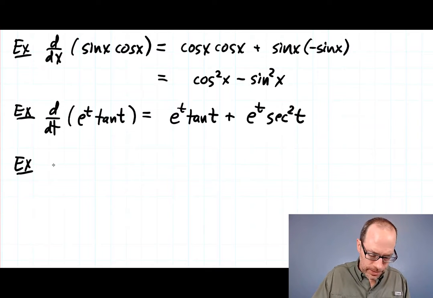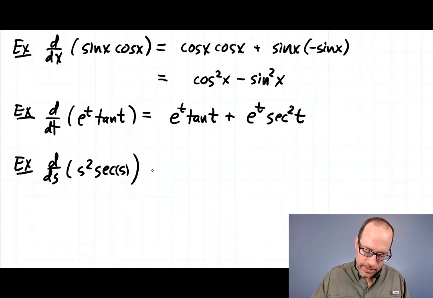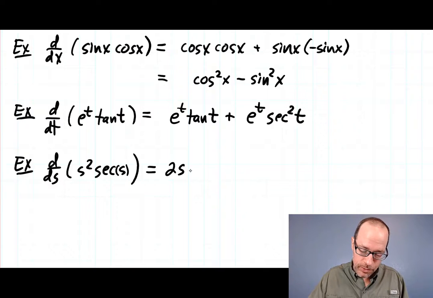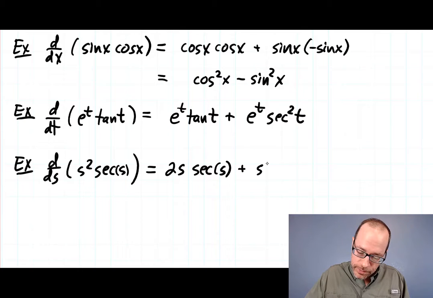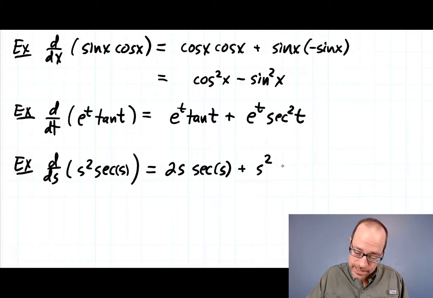Last example, let's do d by ds of s squared times the secant of s. Again, product rule. Take the derivative of the first, 2s, leave the second alone. And then you leave the first term alone, s squared, and take the derivative of secant, and that was secant tangent.